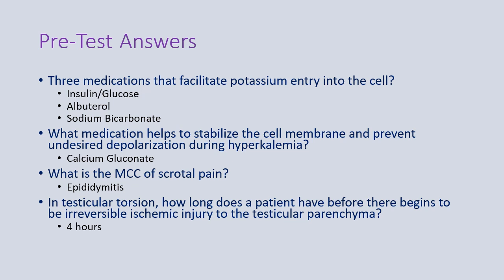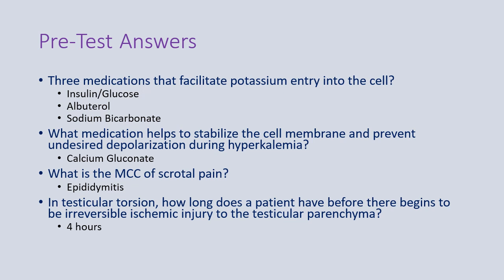Now for the answers to my pre-test questions, we have the three medications that facilitate potassium entry into the cell. Those three medications are going to be insulin plus glucose. Number 2 is going to be albuterol. And then number 3 is going to be sodium bicarbonate.